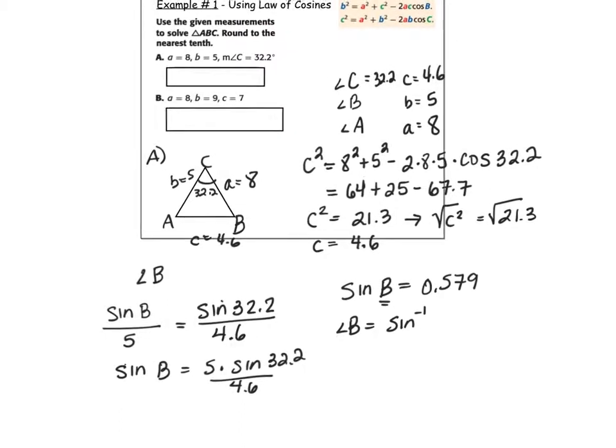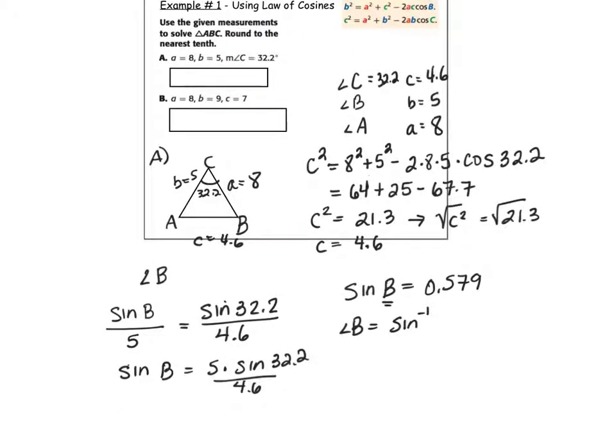And you're just going to use that function on your calculator to solve for the angle B. So what you'll do is you'll hit the second button on your calculator, then hit the sine button. You should see the sine^-1, then put in 0.579, close the parentheses, and you should get the angle of B is equal to 35.4. So then we have angle B is 35.4.